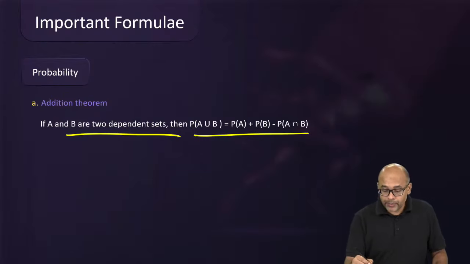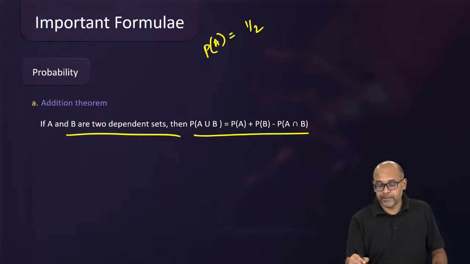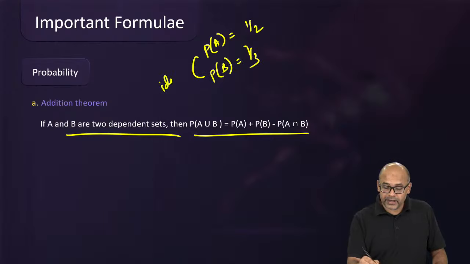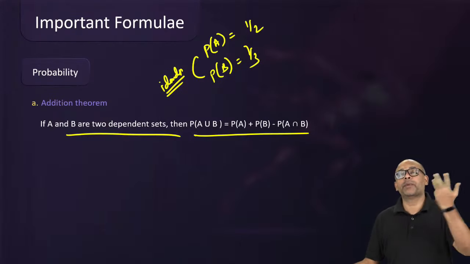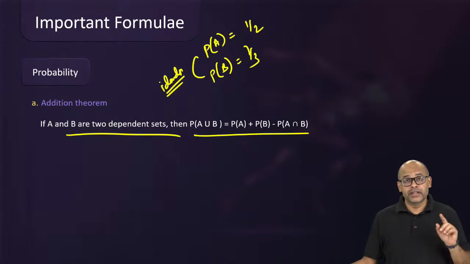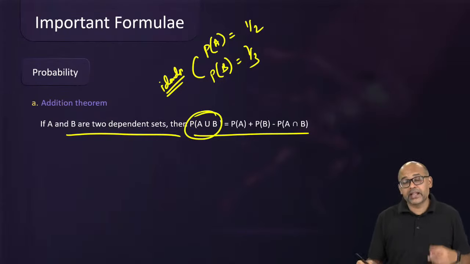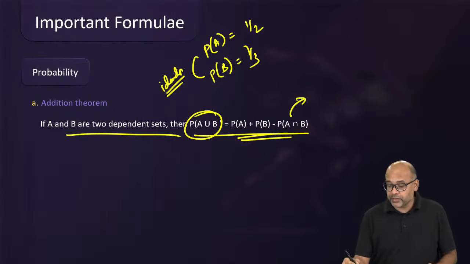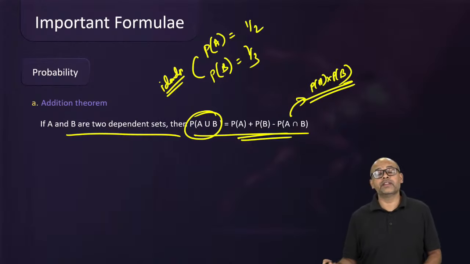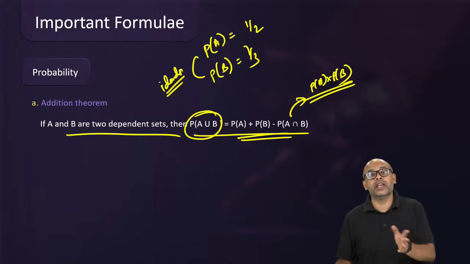So if I say probability of A is half, probability of B is 1/3, and these two are independent. Independent means A is a separate outcome, B is a separate outcome, there's no relation. Then the probability of either A or B happening is given by this formula, which is the same as the set theory formula. And P of A intersection B is given by P of A into P of B. A intersection B in independent terms is nothing but A into B.